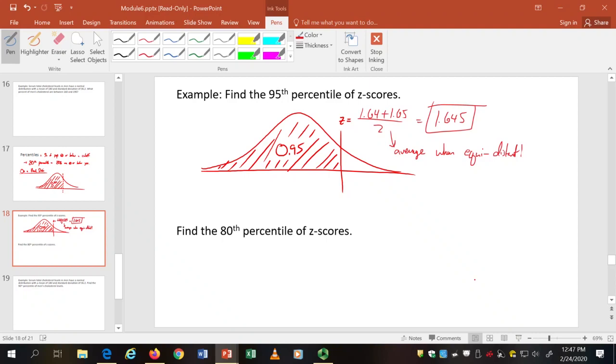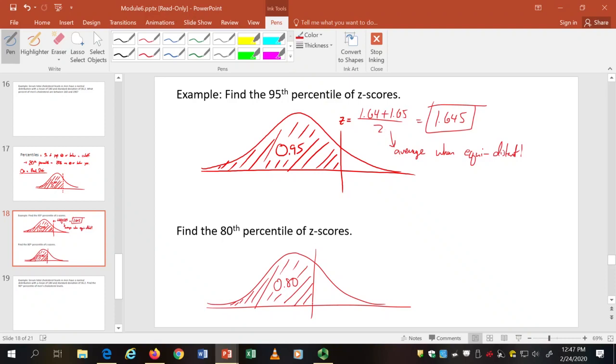All right. Now, if you want to find the 80th percentile, that's the one I drew on the last slide. So first off, before I go on, does anybody have any questions about where I got those two numbers or why on the z-table, 1.64 or 1.65? Why we picked those? Okay.